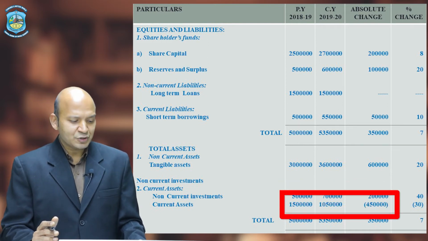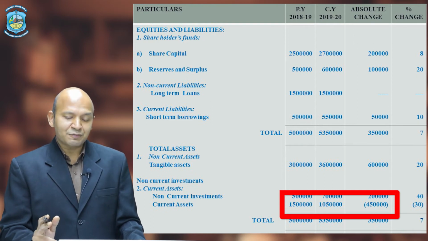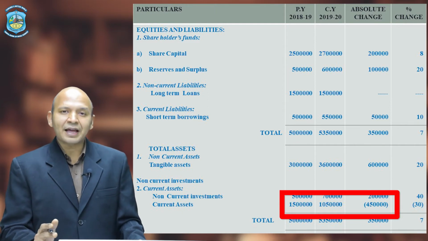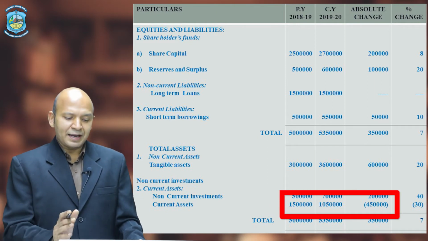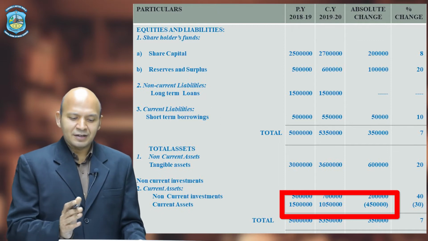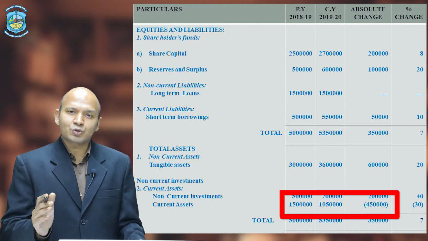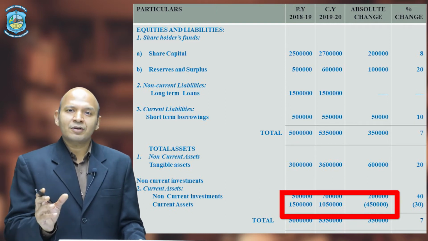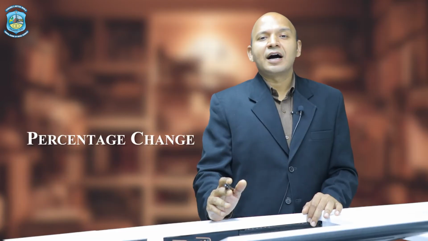As far as current assets is concerned, previous year the amount is a bigger amount, it is 15 lakhs and current year the amount is a smaller amount, that is 10,50,000. But the formula remains the same, 10,50,000 minus 15 lakhs. What I mean to say, current year minus previous year, the difference amount is negative 4,50,000, which has to be shown with a minus sign, or the absolute change should be shown in brackets. The last column indicates percentage change.